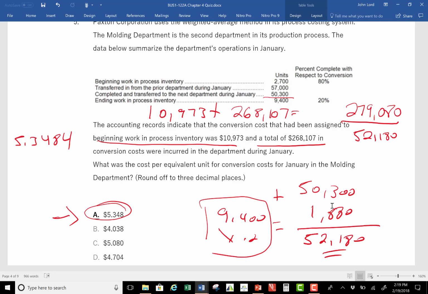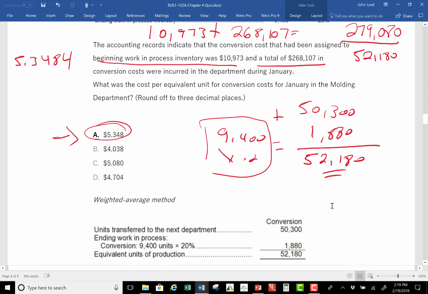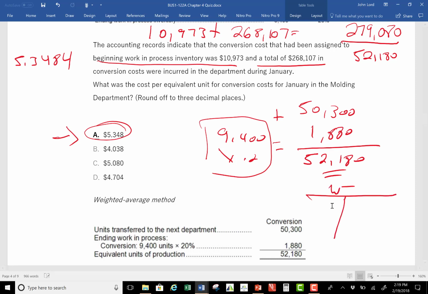Right? Okay, so who wants to give me the journal entry now using T accounts to get that out of the work in process? Because we started with what? The beginning balance was 10,973, wasn't it? And then we added what? 268,107. Okay. And so I ended up with what here?